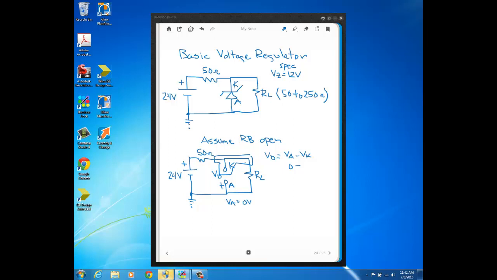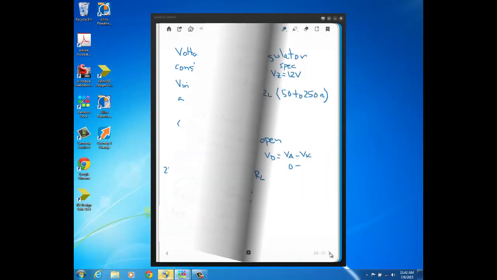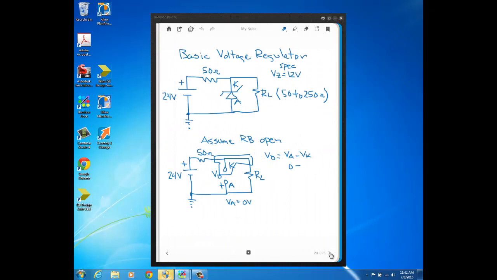So to find VK, this is the same analysis as we did earlier. Since the Zener diode is being represented with an open, it's the same as what we did right here, when RL is 50 ohms, and that's the RL value we'll start with here. RL equal to 50 ohms.